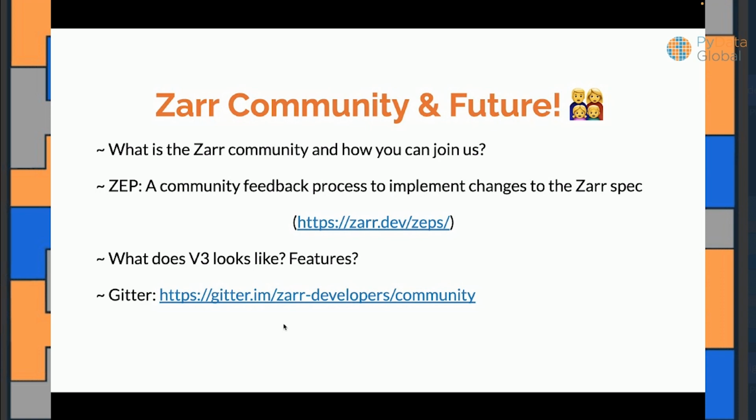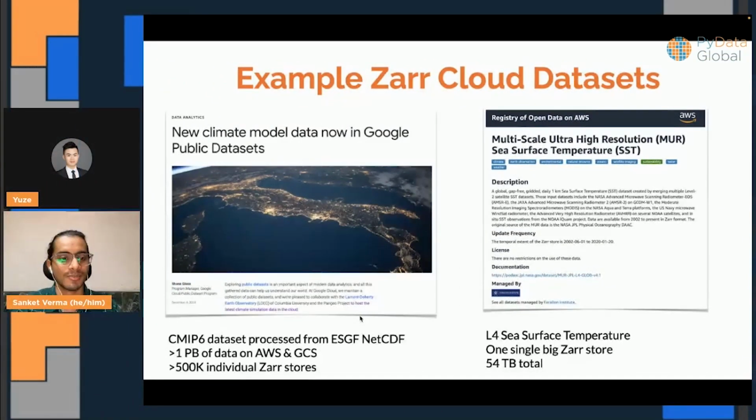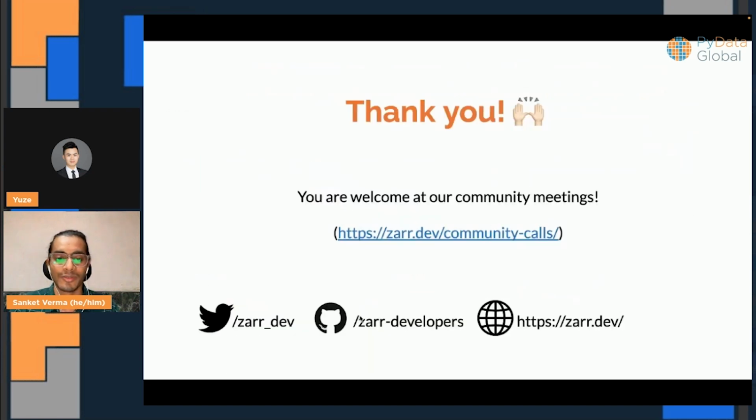But I think that's it for the talk. These are some examples of datasets: on the left-hand side you can see 54 terabytes of sea surface temperature data, and on the right-hand side 1 petabyte of climate model data. These are really big datasets, and they all use Zarr to store the data.